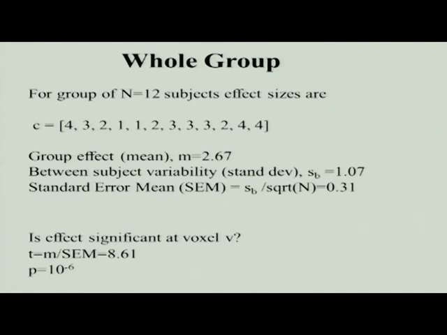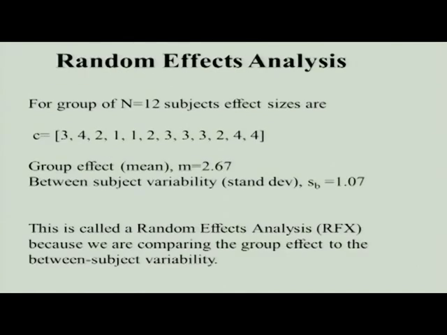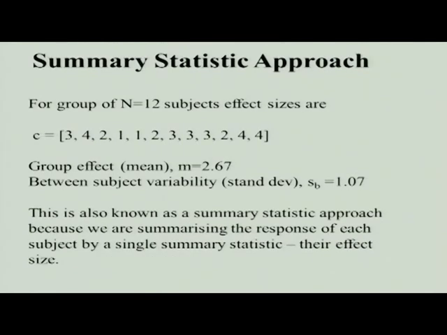This is known as random effects analysis, because we're comparing the group effect to the between subject variability. It's also known as the summary statistic implementation of random effects analysis, because for each subject you're summarizing their response with just a single number, which is their effect size. Okay, so that's what we'd do to analyze group data.